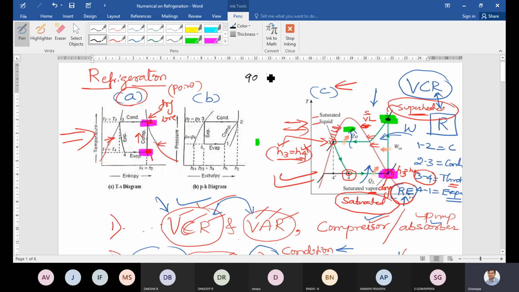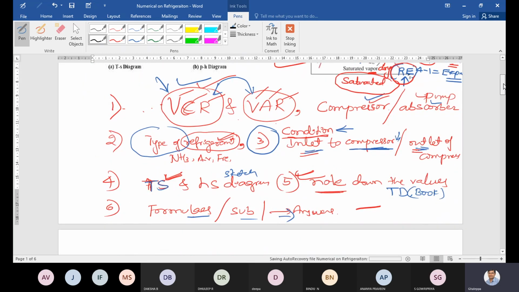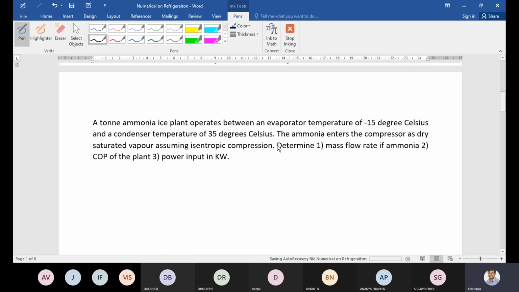90% of the numericals you will give these two conditions. Anyone, not two, anyone. Either he will specify point number 1 condition or else point number 2. Will not mention both. If they mention both, there is no question of getting confusion. Okay, shall we take the numerical now? We will apply all these 4 steps and we will solve one simple numerical. I will take your numerical from the previous university question paper.